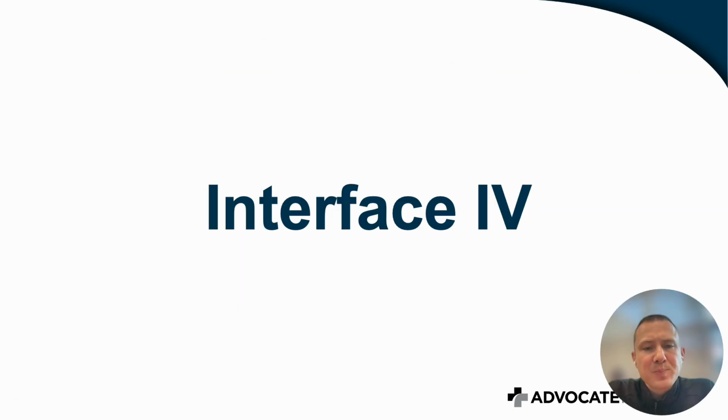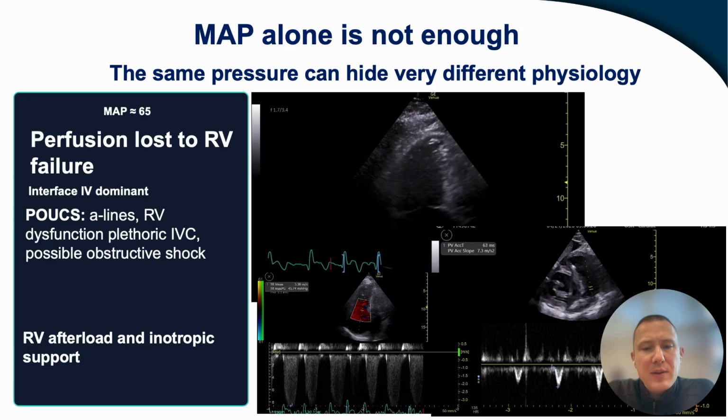Interface number 4 describes interaction between right ventricle and pulmonary artery. A typical classic disorder for interface number 4 would be something like pulmonary embolism, where we see A lines, significant RV dysfunction, and plethoric IVC.